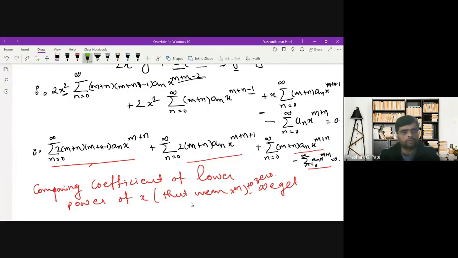You can observe that if I substitute n equal to 0, then it is 2m. So here it is m plus 0. This is m minus 1. So it is 2m into m minus 1 a0, x power m is there. Here in the second term, that will be plus 2m a0. No, that does not have the x power m term. So this term I have written wrongly. You should not write this as the second term.